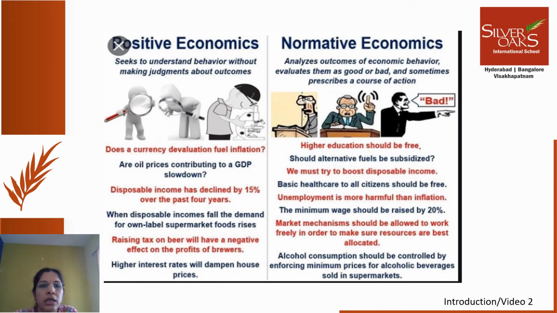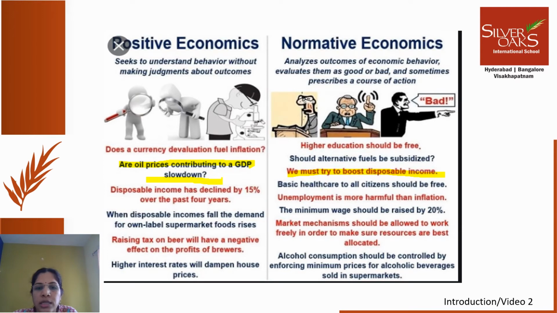Now, here there are some statements of positive and normative economics. Let us discuss one or two. Take this one: are oil prices contributing to a GDP slowdown? That is the statement. It can be checked through facts and figures. Now here, we must try to boost disposable income. Some economist is saying we must try to boost disposable income. He is saying that we have to increase disposable income. It is his opinion. It can be disputed, it can be contested.